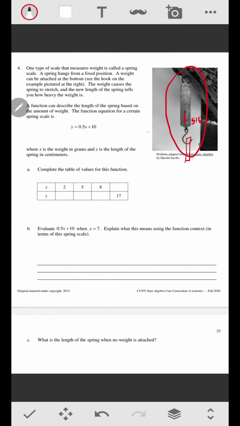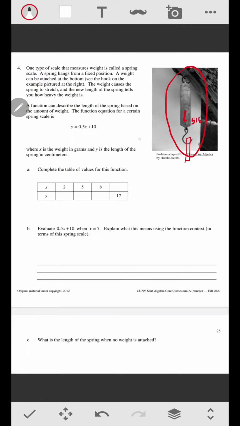Okay, so that's how the spring scale works. The weight causes the spring to stretch, and the new length of the spring tells how heavy the weight is. So this is the length, and that is going to tell us how heavy the weight is. A function can describe the length of the spring based on the amount of weight. The function equation for a certain spring scale is given.